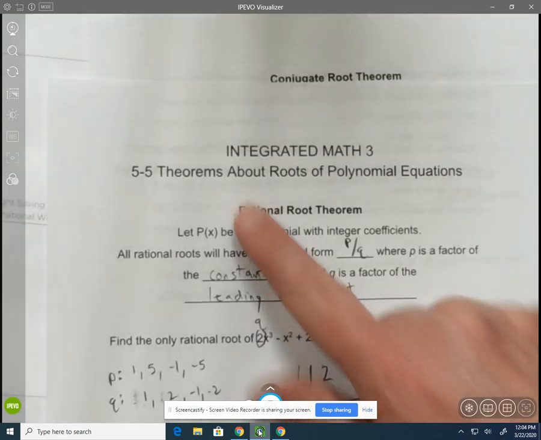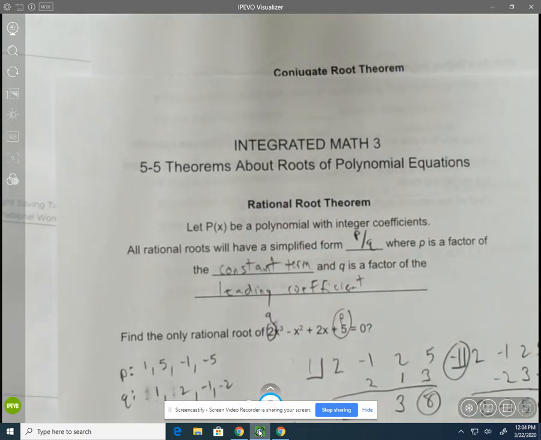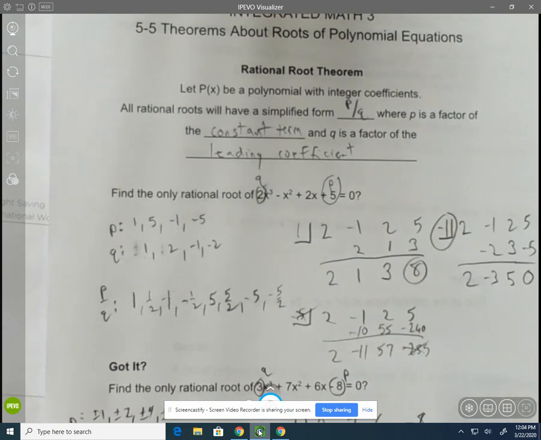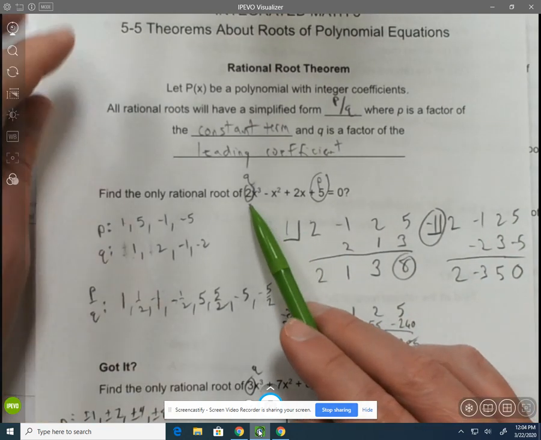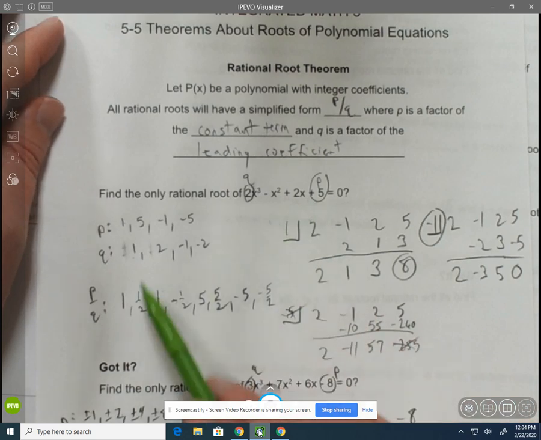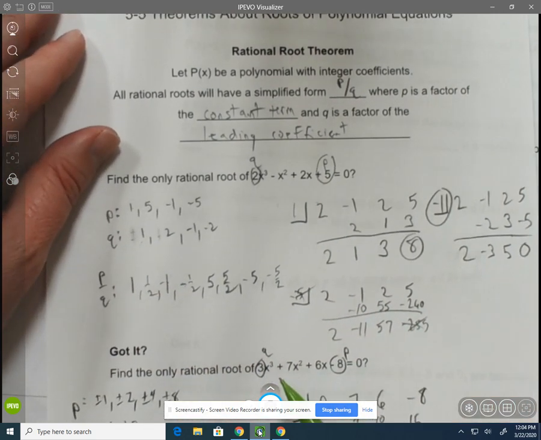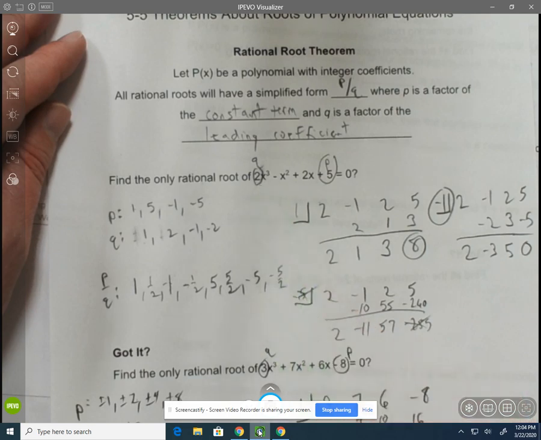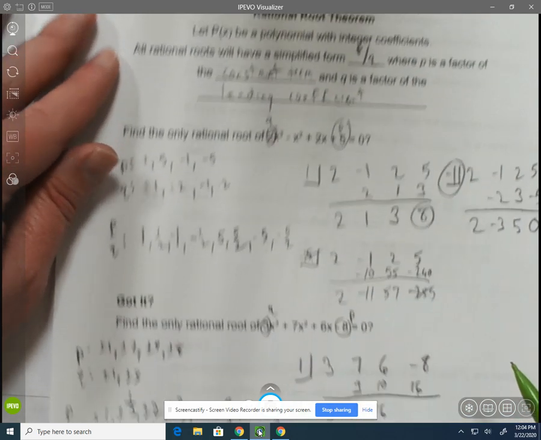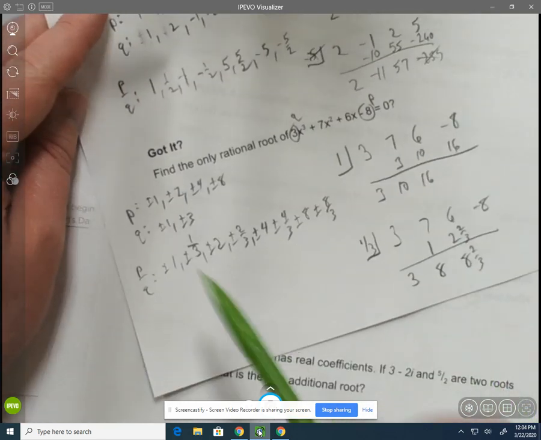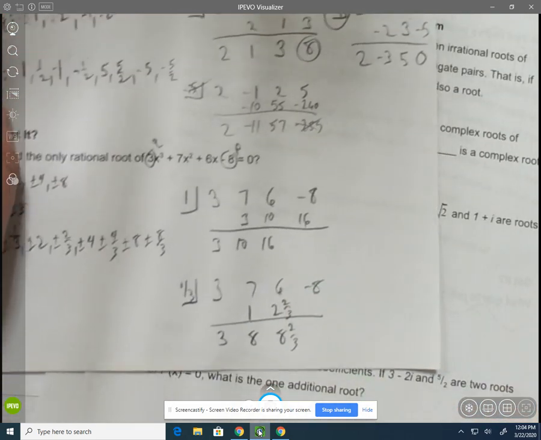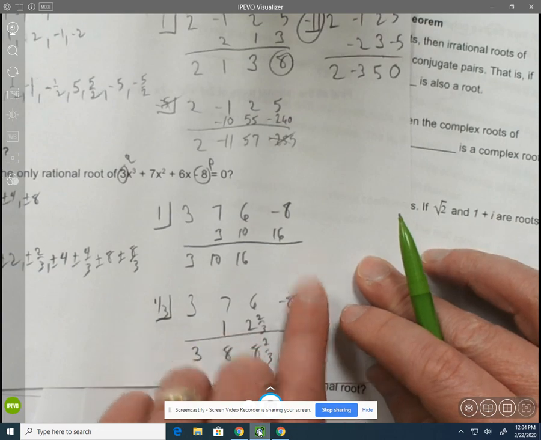So we're still looking at 5.5, theorems about polynomial equations. We're talking about this rational root theorem, that the answers to this thing, the x's that make it true, are always going to look like this p over q, where p are the factors of 5, and q are the factors of 2. All right. So here we'd done this one together, and we were halfway through this one before I ran into a little bit of a glitch there. So we're going to finish this up.